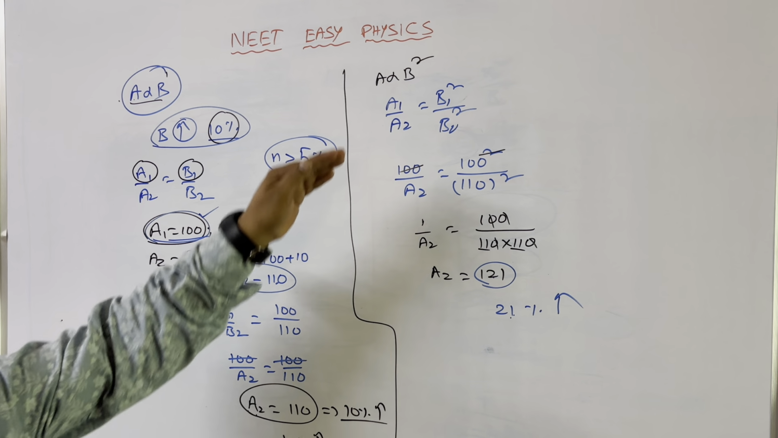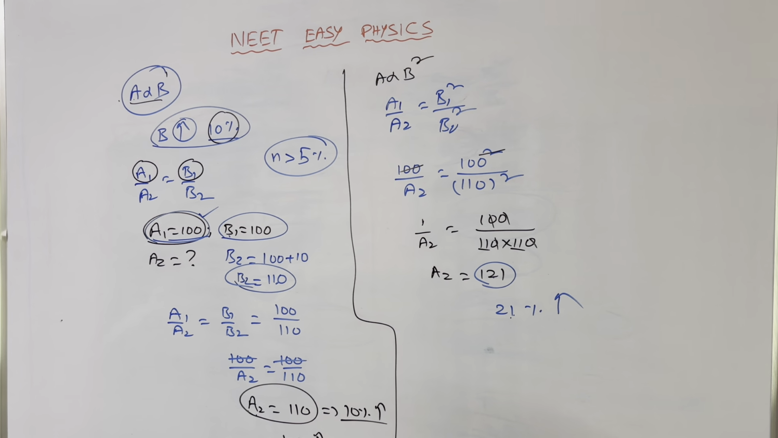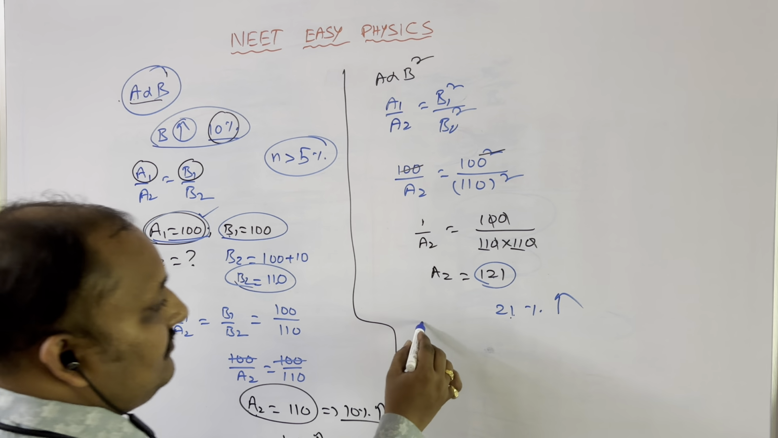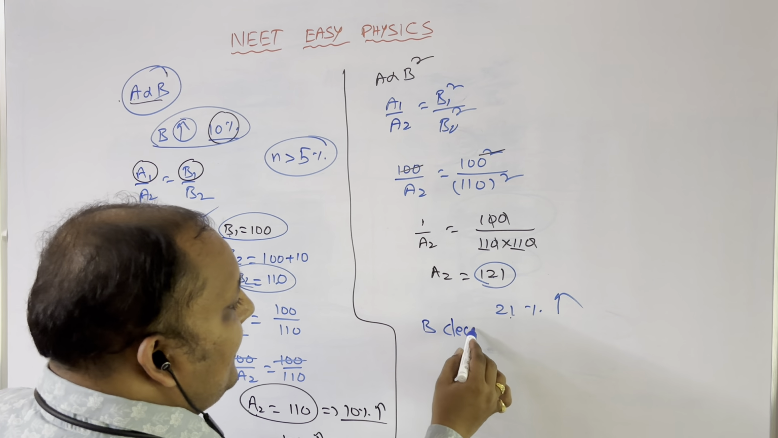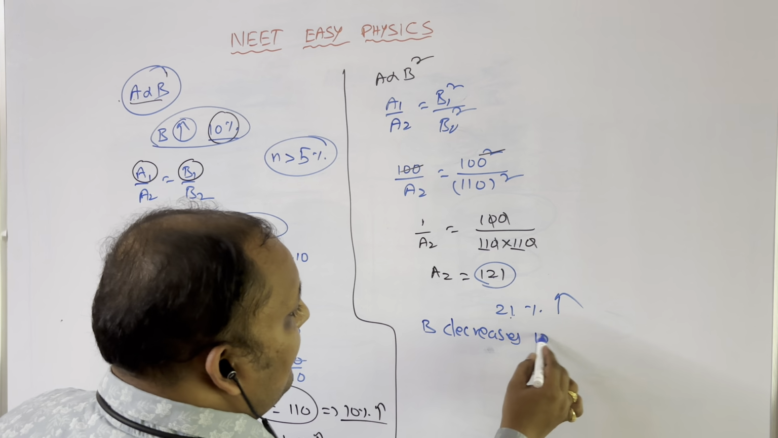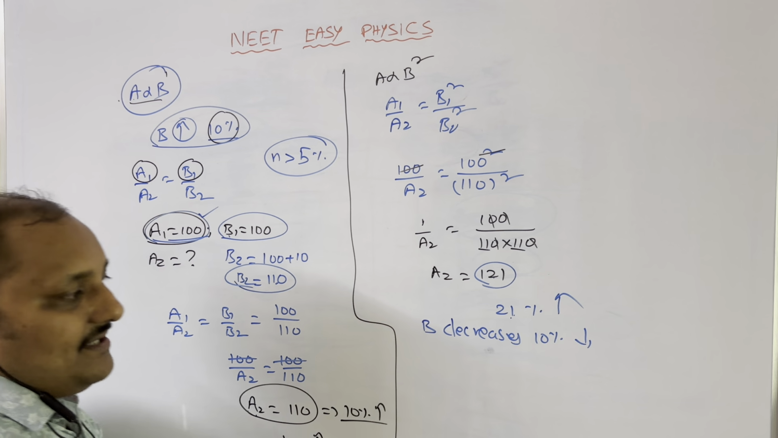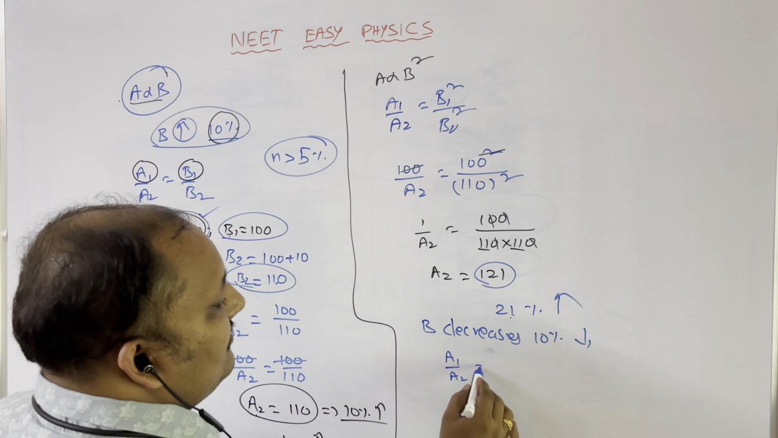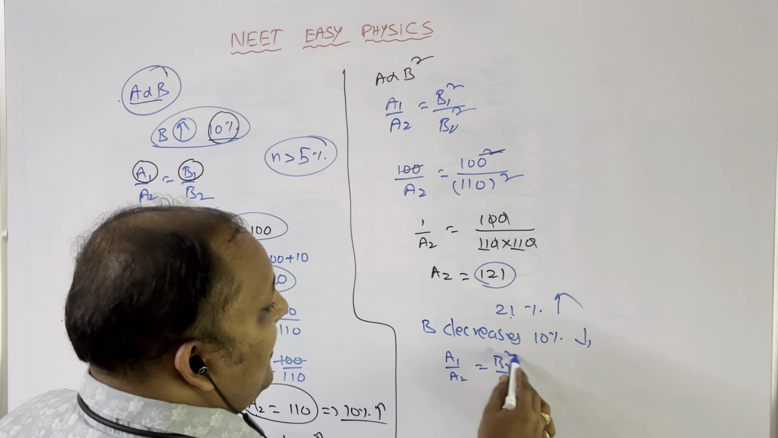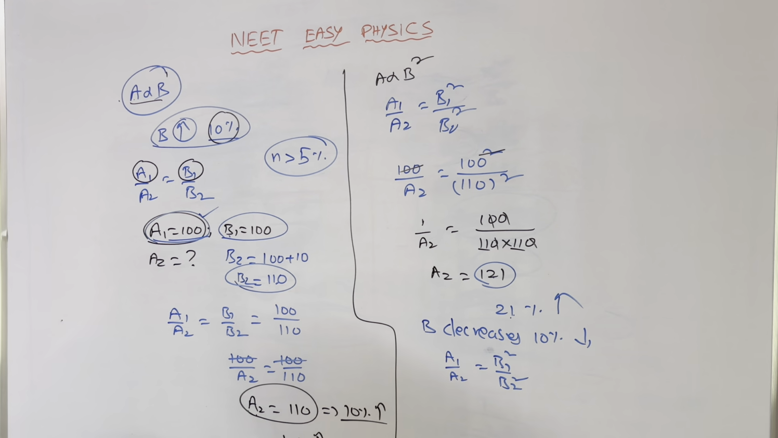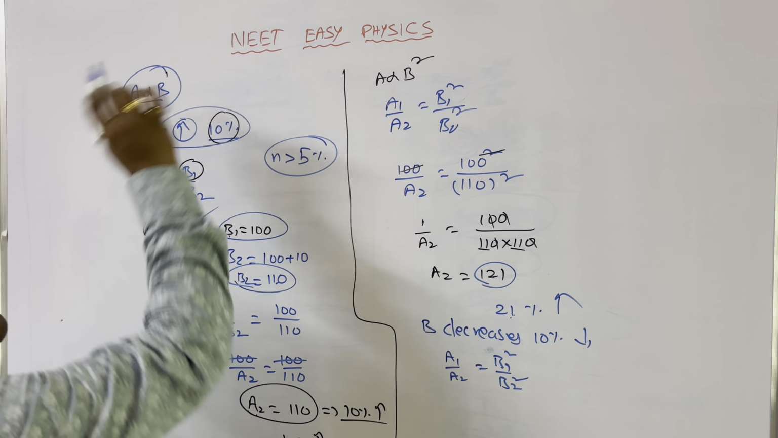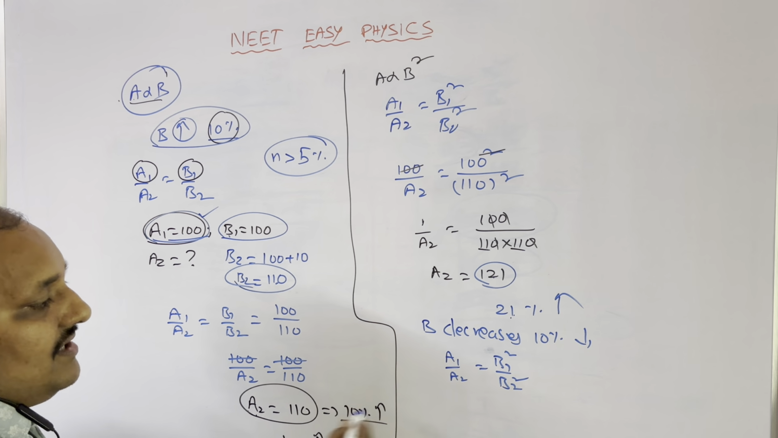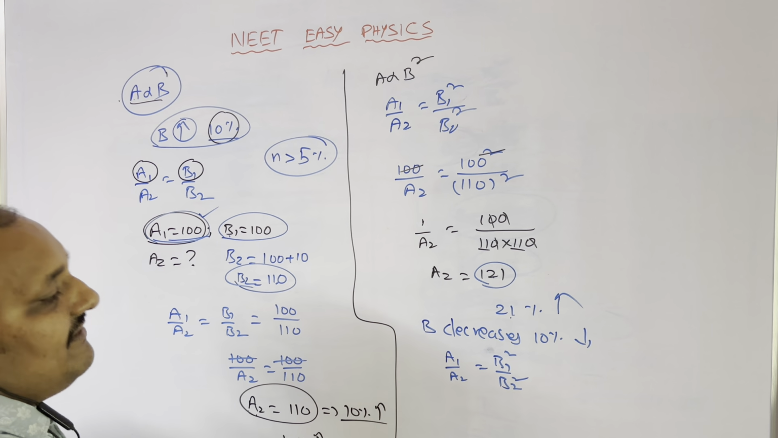Let us assume B decreases 10%. How to solve this? So A1 by A2 is equal to B1 square by B2 square. So in this you will get the same answer. Same like this, proportional. But here B power 1 is there, here B square is there. Square we are doing because this one you will get very easily.